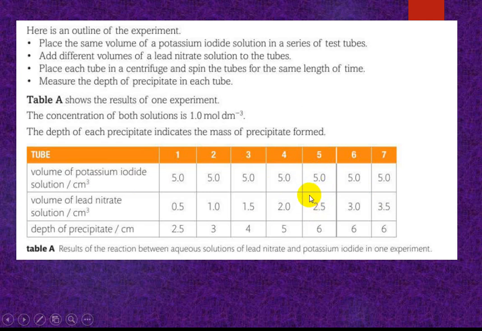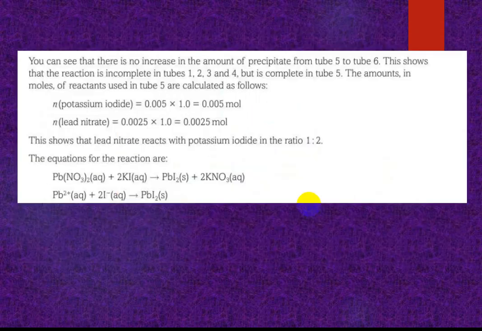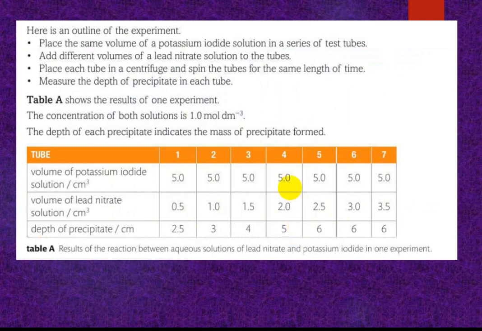Potassium iodide or lead nitrate? I didn't understand the question. Okay, here, look: 5 cubic centimeter potassium iodide reacts with 2.5 cubic centimeter lead nitrate. So double the potassium iodide is needed.